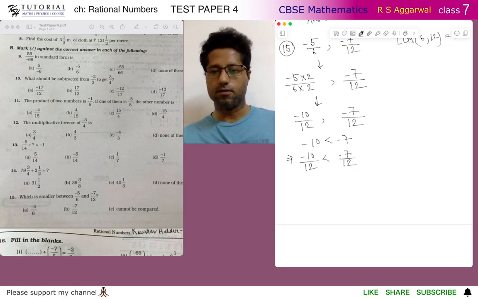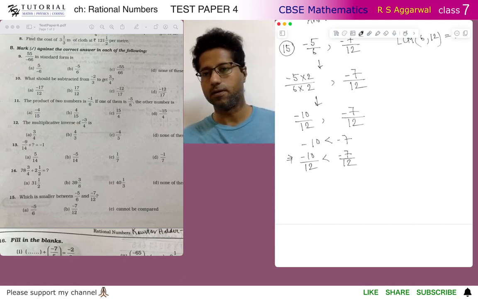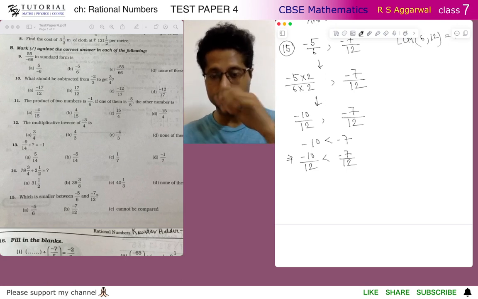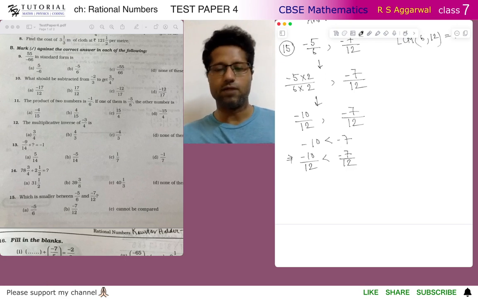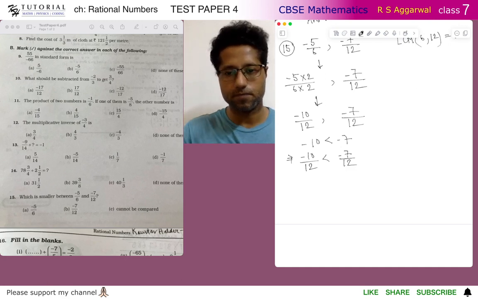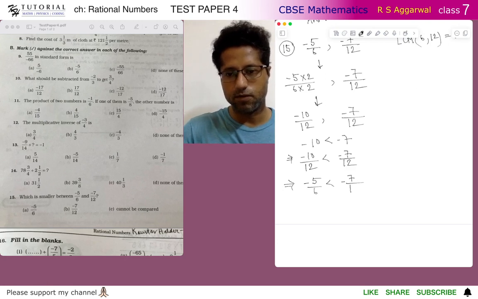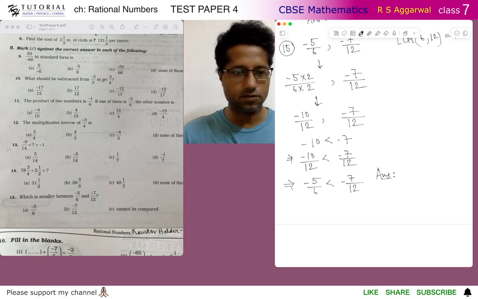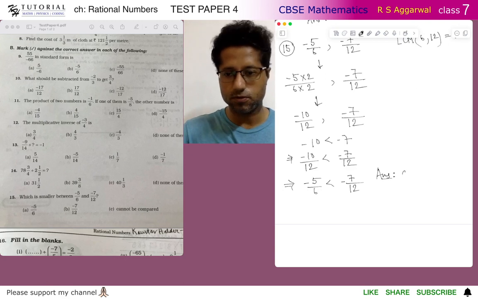So when we have two rational numbers with the same denominator and we have to compare, we just compare the numerators. So we are comparing minus 10 and minus 7, and we know that minus 10 is less than minus 7. So that will mean the rational number minus 10 by 12 is less than minus 7 by 12, and minus 10 by 12 is an equivalent form of the rational number minus 5 by 6. So this implies minus 5 by 6 is less than minus 7 by 12. So the smaller rational number is minus 5 by 6. So the answer is choice A.